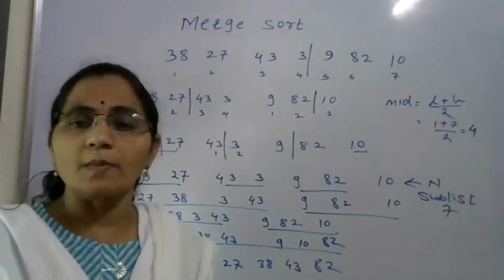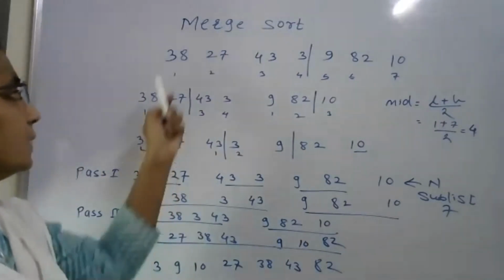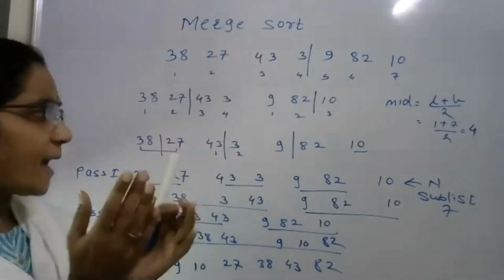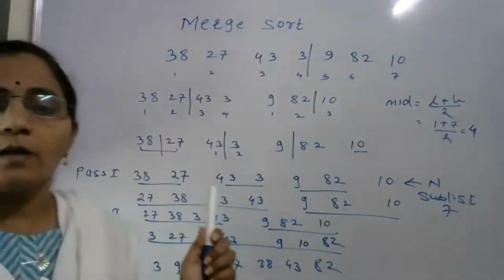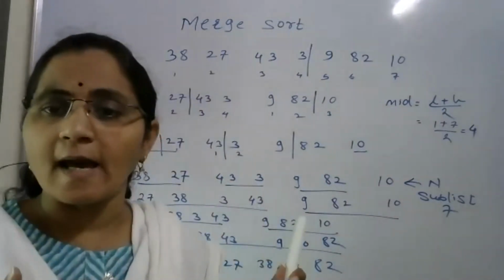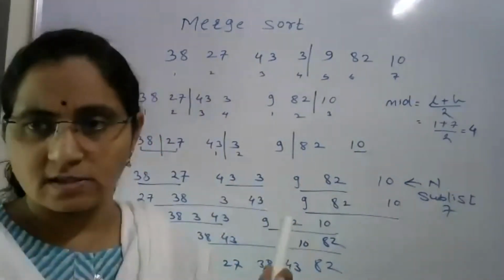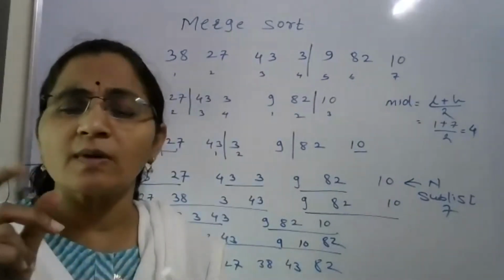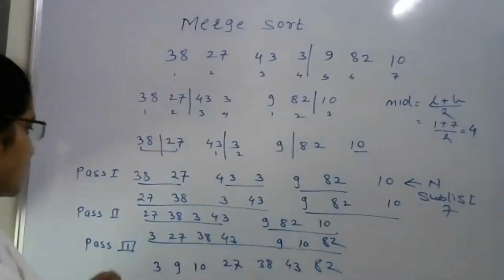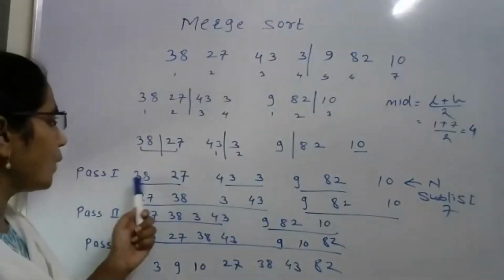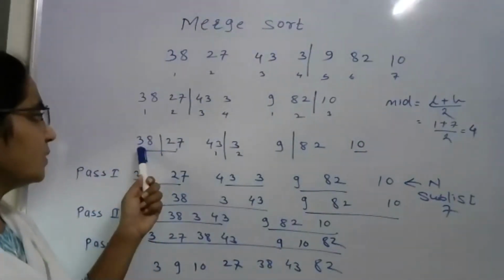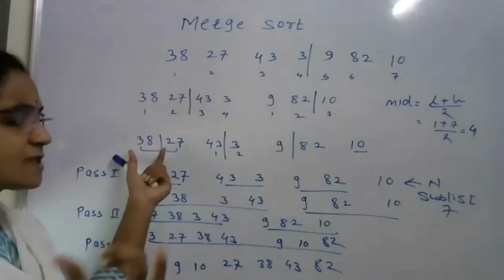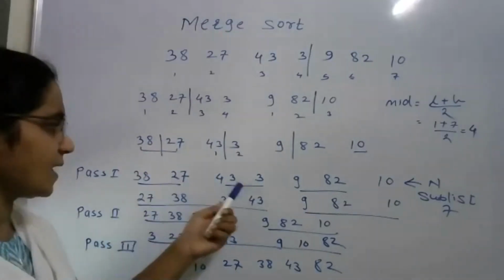So divide and conquer means, first of all, we divide the whole given list into n sublists till you get a single array element in one list. After that, you recursively merge, means you recursively combine. In the first pass, you just combine two elements to make a pair. This is the first element, this is the second element. You combine them to make a pair. So this is a pair.